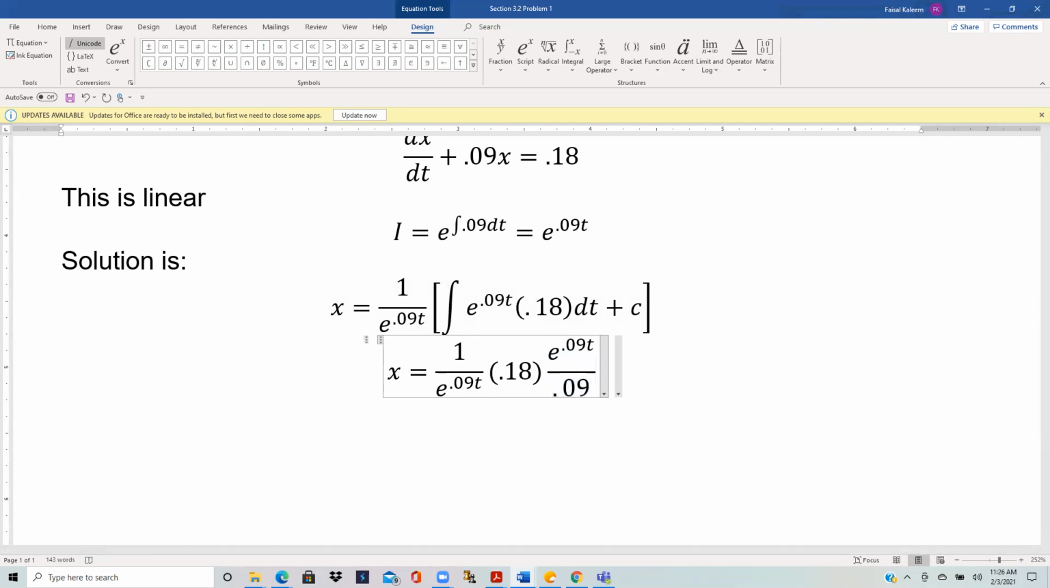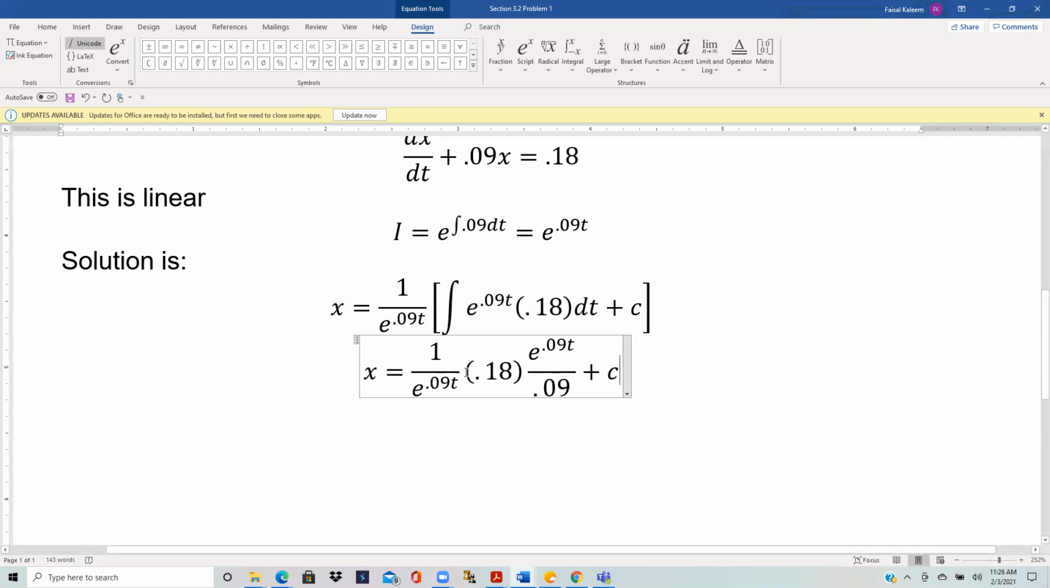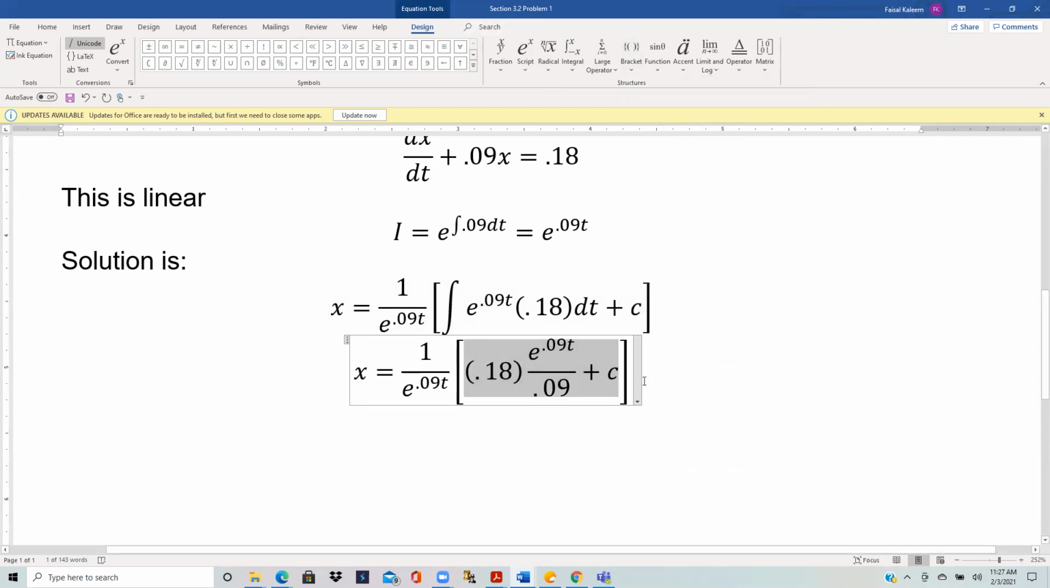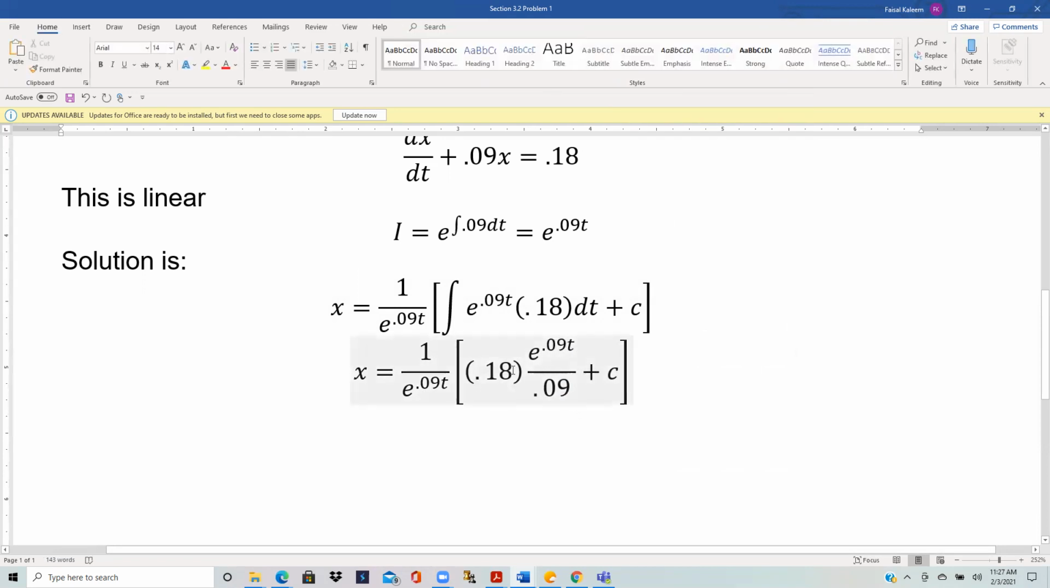And then plus c. And don't forget that this 1 over e to the 0.09t is actually applying to all of this. So when you distribute the 1 over e to the 0.09t over this first thing, the e to the 0.09t and the e to the 0.09t cancel out, and you're just left with 0.18 over 0.09, which is 2.